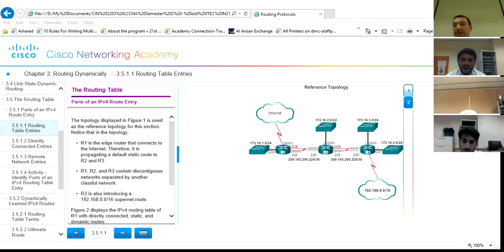When R1 wants to send this update, 172.16.1.0/24, through its serial 0/0 interface, it will realize the IP address for the serial 0/0 interface belongs to a different major network. So it mentally creates a boundary between the two networks.